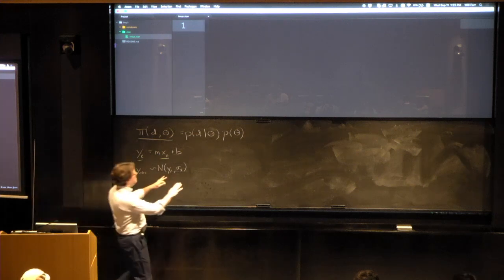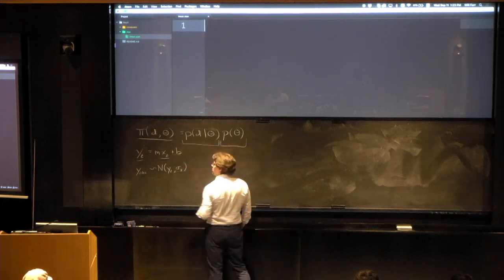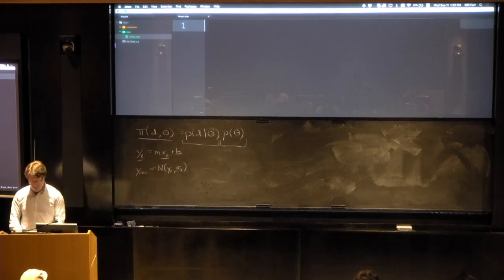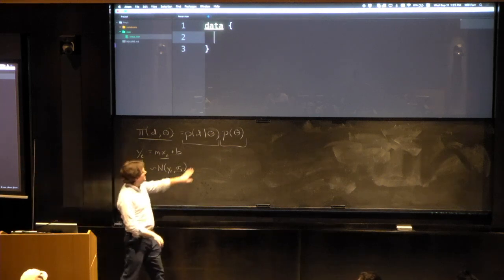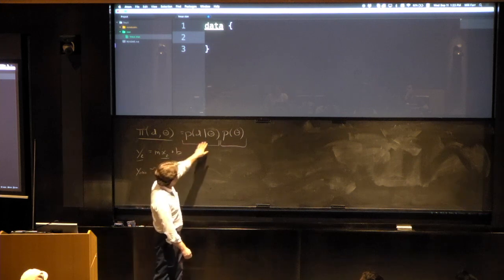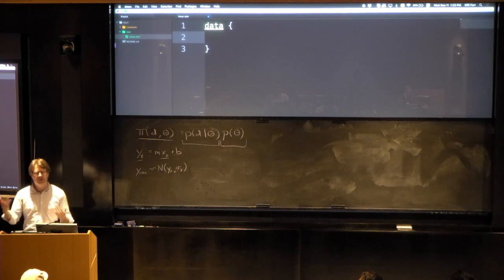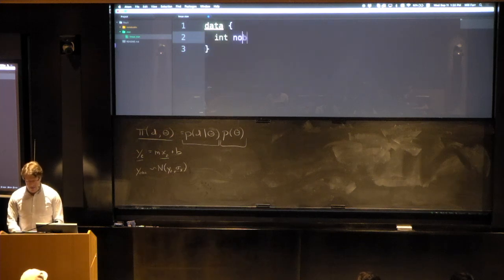And Stan very much behaves in this sort of before-after setup. The first thing you need to tell Stan is, what do your data look like? Because it's going to imagine you're going to feed it some data from your experiment, and then it's going to sample over these thetas conditional on the data. Okay, that's the posterior distribution that you may have learned about Monday or Tuesday. So what do our data look like? Well, we have some number of observations.